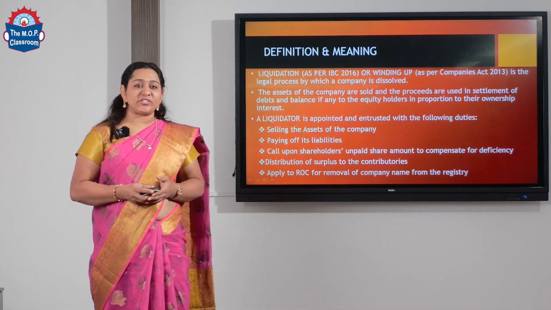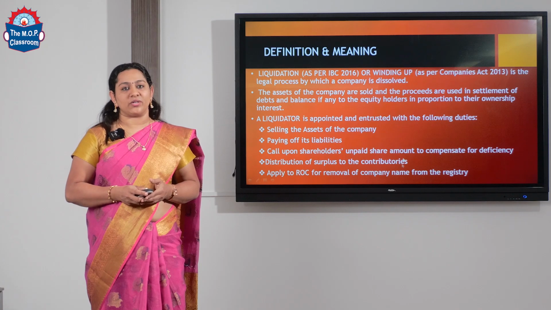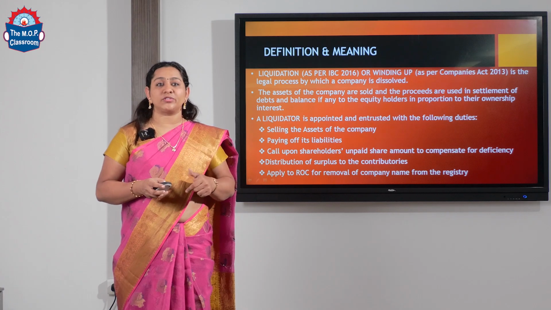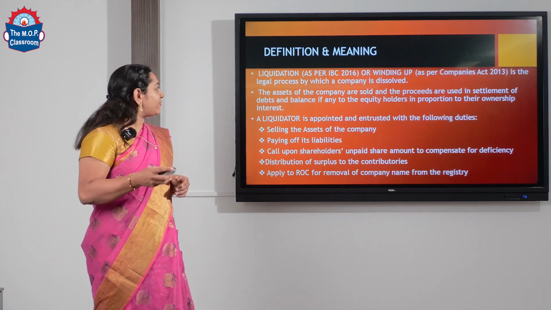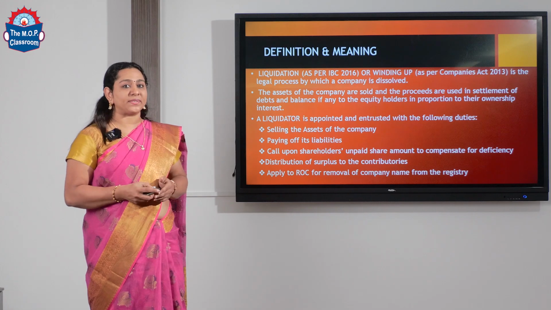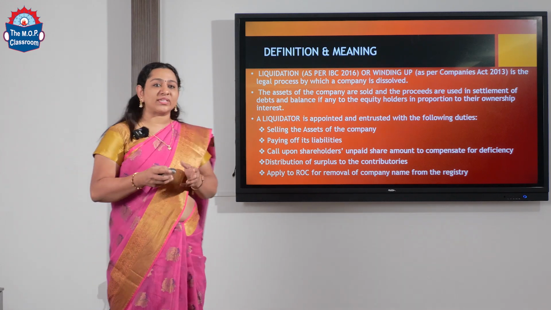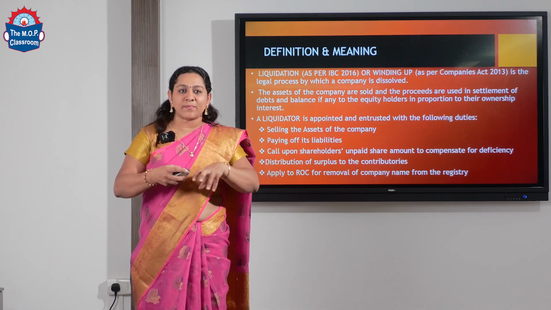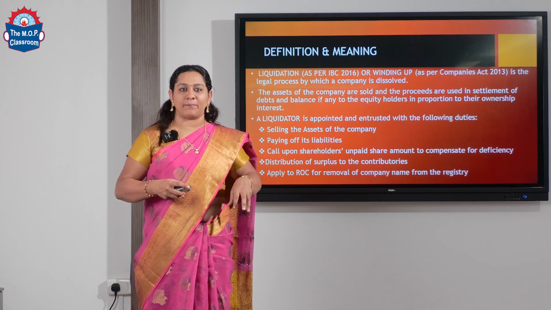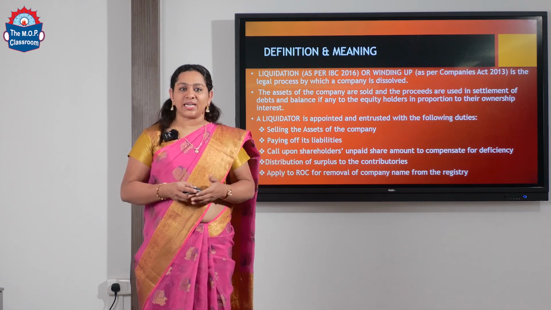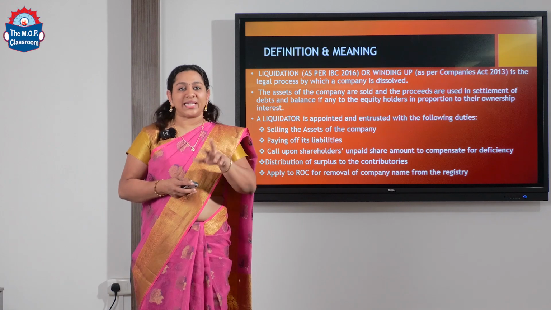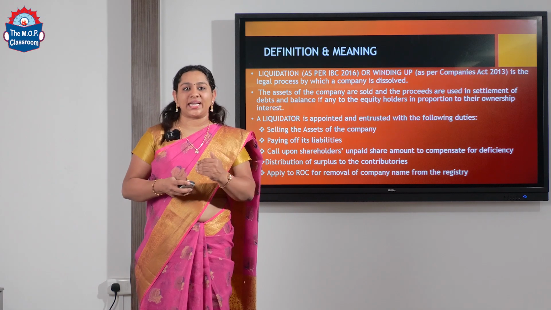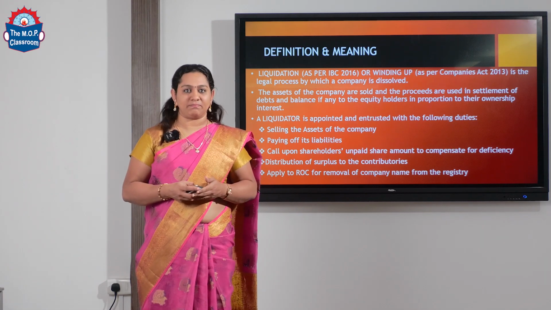So, coming to the definition and meaning of winding up and liquidation. Winding up is a term used as per the Companies Act, while liquidation is a term used in IBC. It mainly refers to the legal process by which a company is dissolved. The assets of the company are realized or sold and the money realized is used to distribute to the creditors and the claimants of the company and finally the preference and equity shareholders. Why? Because these shareholders have agreed to take maximum risk and they are entitled to only a residual interest in the company.